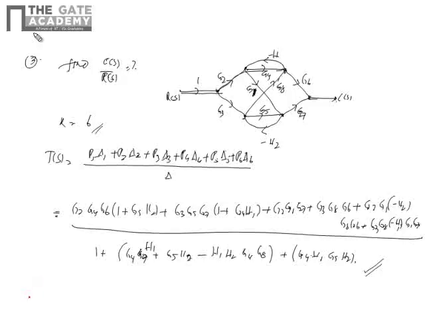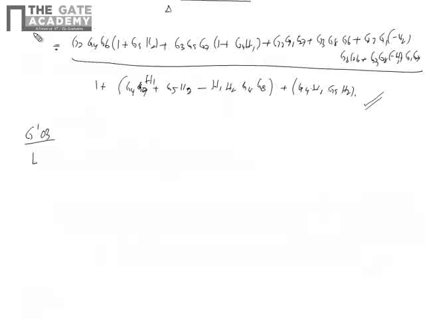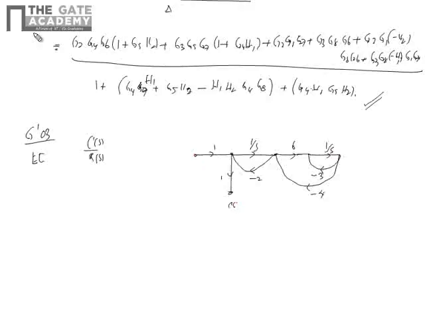For example, we take the GATE problem, GATE 2003 EC. Find out the transfer function C(s) by R(s) by using Mason's gain formula or signal flow graph. The problem is this, C(s) by R(s). Now for this problem, what is the K value? K is only 1. This is the path. So K is 1.